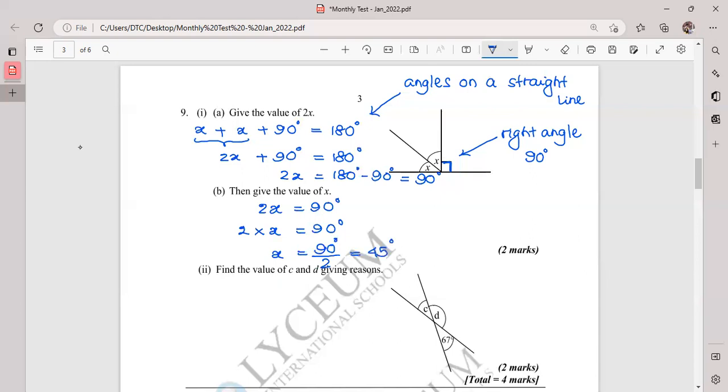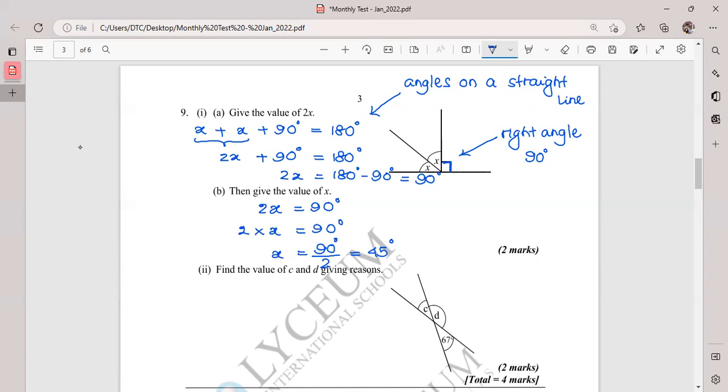First of all, you know that if they have given the small box, what kind of angle is it? It is a right angle, and the value of that right angle is 90 degrees. So you should know that angles on a straight line add up to 180. Therefore, x, x and 90 add up to 180. x and x is 2x. 2x plus 90 equals 180. Then 2x you keep along, send that positive 90 to the other side, it becomes negative 90. 180 minus 90, the answer will be 90.